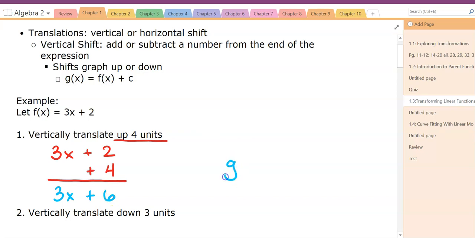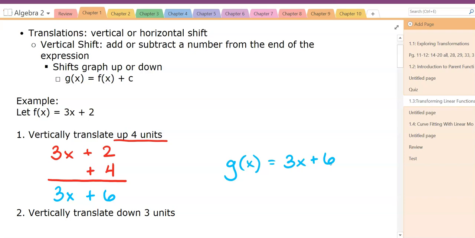So a lot of times you'll see them write the new function as g of x equals 3x plus 6. And they change it from f of x to g of x just to show the reader that they have switched the function. It's not the exact same. Because we could graph both of those if we wanted to.